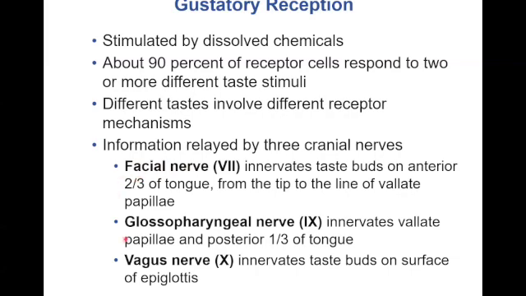Another important cranial nerve is the glossopharyngeal nerve, which is cranial nerve number 9. This one is going to innervate the posterior 1/3 of the tongue, including the vallate papillae. And then lastly, the vagus nerve. The vagus nerve is going to innervate the taste buds on the epiglottis.